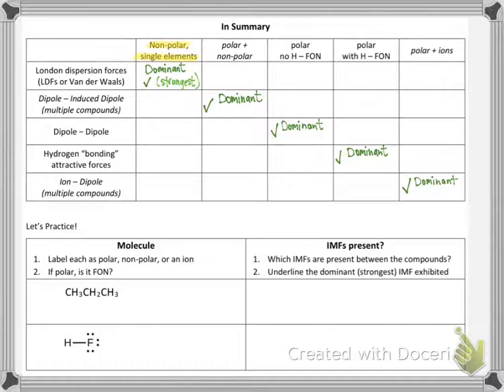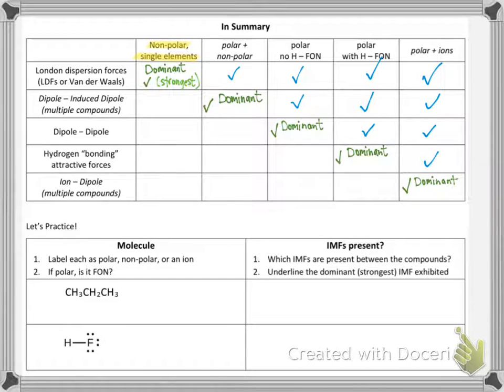Now, technically speaking, every solution has whatever their dominant IMF is, but they also exhibit all the weaker IMFs as well. So technically, if you have a solution of polar and nonpolar things, not only do they have dipole-induced dipole, they also have London dispersion forces. Things that are polar and not having fun, of course they have dipole to dipole, the strongest IMF, but they also have dipole-induced dipole, and they also have London dispersion forces. So you can basically fill in all the rest of this because they've got anything weaker than their most dominant IMF, almost always. They will have all of them.